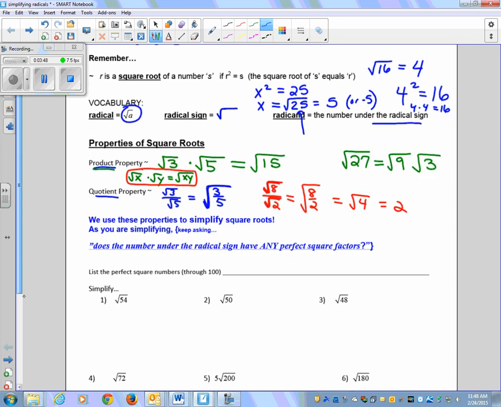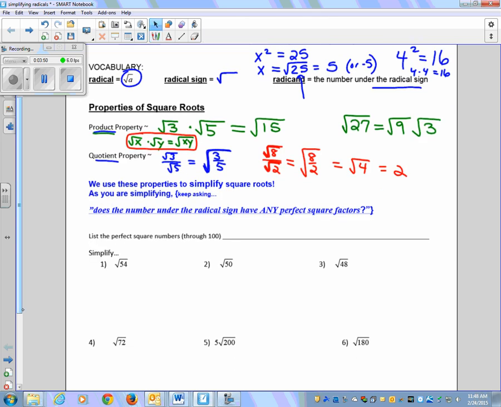Now, there is one basic thing that we have to keep asking ourselves when we are trying to simplify square roots. We're asking ourselves this question: does the number under the radical sign, in other words, the radicand, have any perfect square factors?